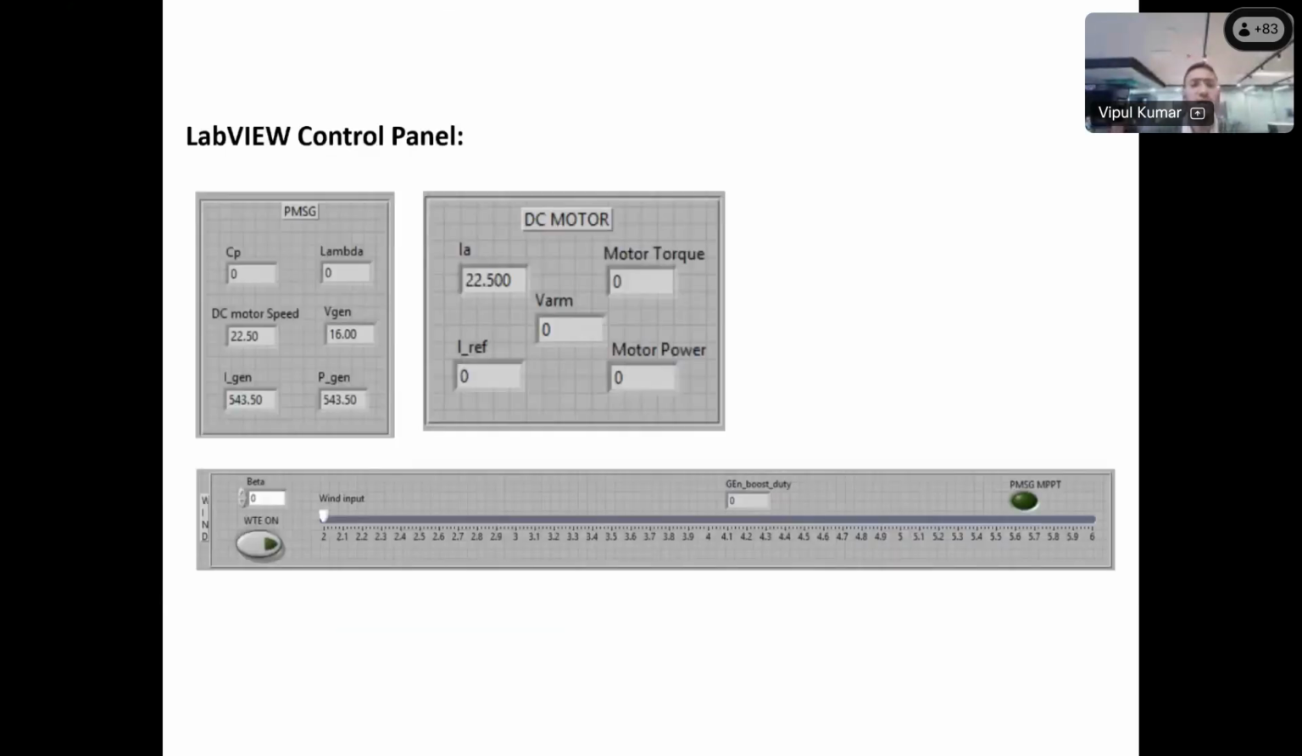And in manual mode he can move the slider to increase the wind speed. So in manual mode he can increase the slider according to his control.